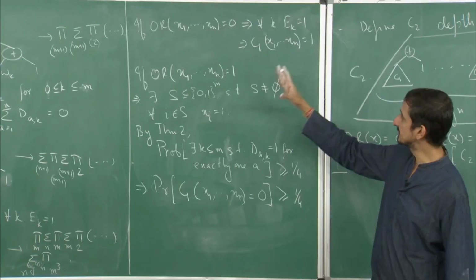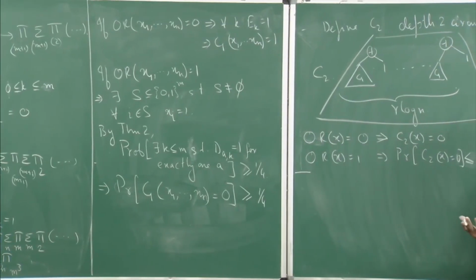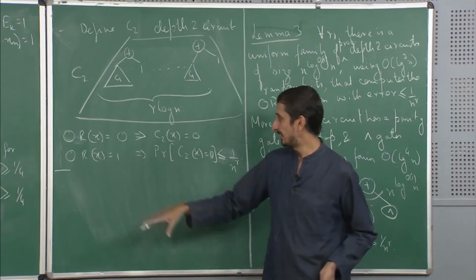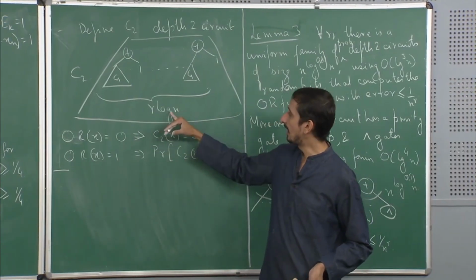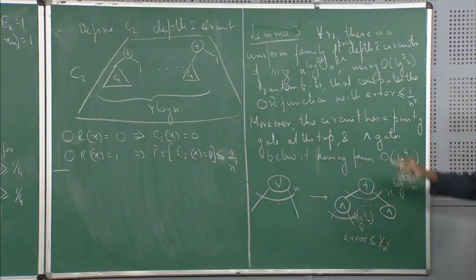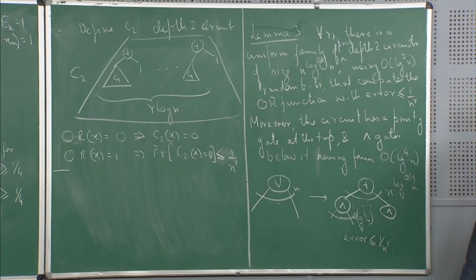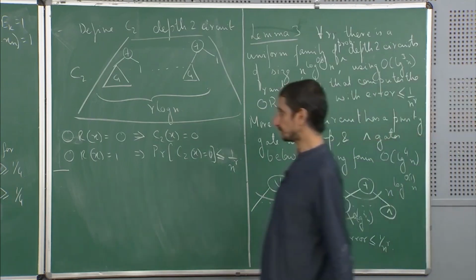Initially we had the strings W1 up to Wm which were random, so that was log square n random bits. Now, I am adding another r log n random bits. Therefore, it is log cube n random bits that is computing the OR function with error at most 1 over n to the power r. So, this proves the theorem.